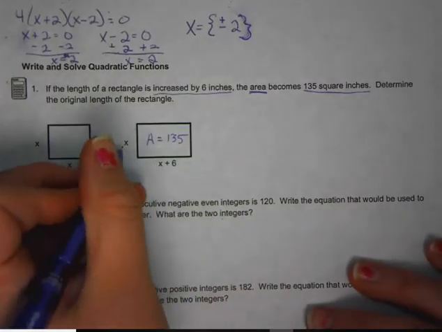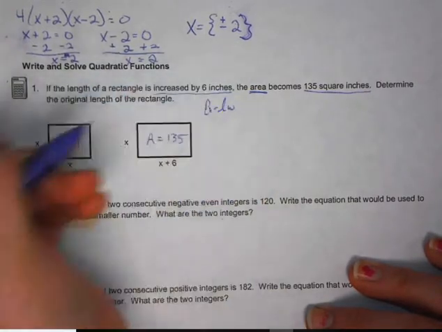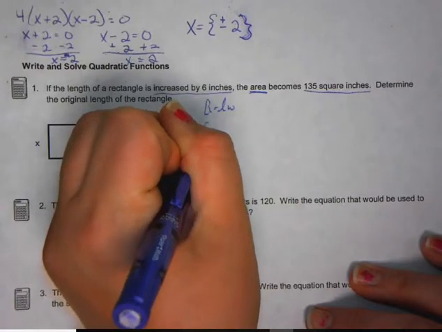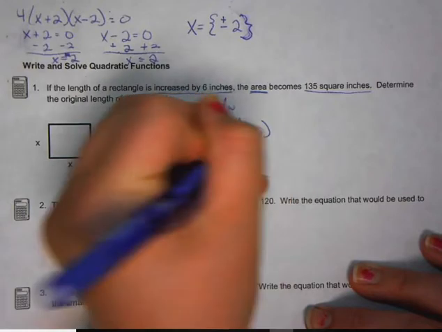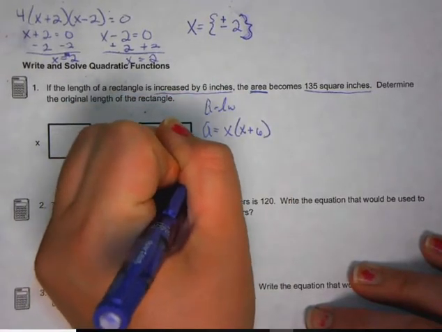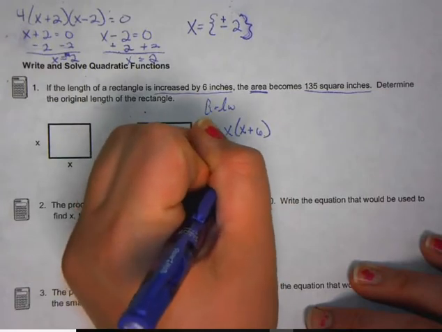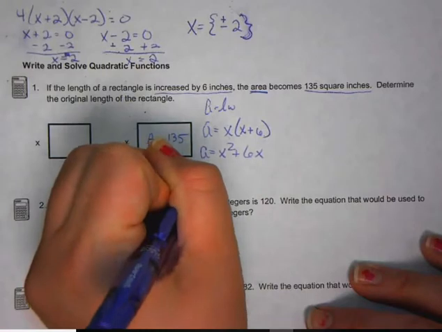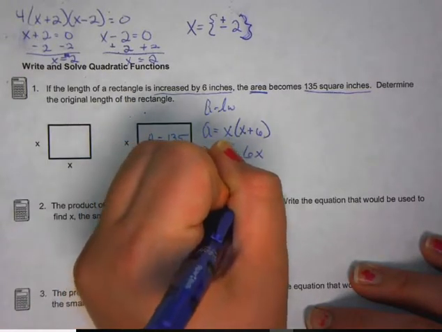So we're going to set it up for area. Remember, area is equal to length times width. And so there we're going to have our area equals x times x plus 6. And that gives me area equals x squared plus 6x. And our area is 135, so we're going to plug that in there. 135 equals x squared plus 6x.